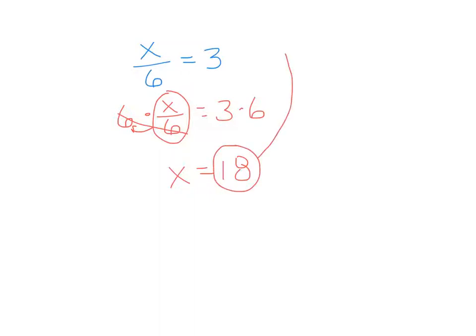I can go back up, put 18 back in the original equation, and I do see that 18 divided by 6 is equal to 3, so I do have the correct answer.